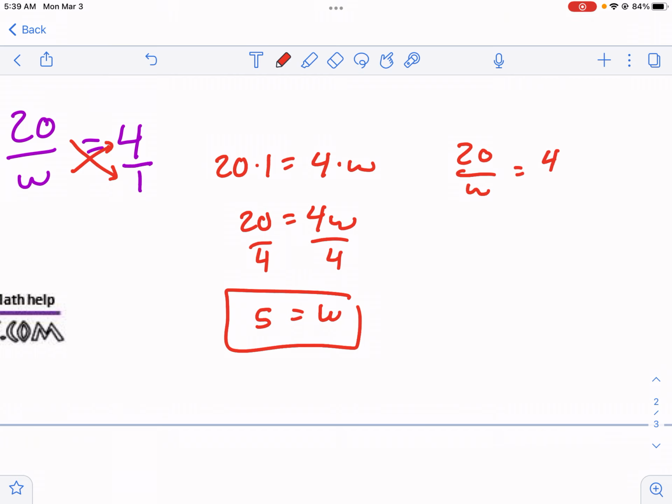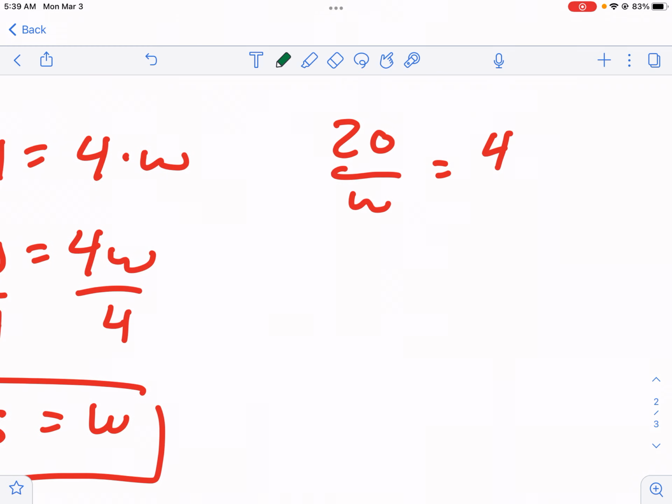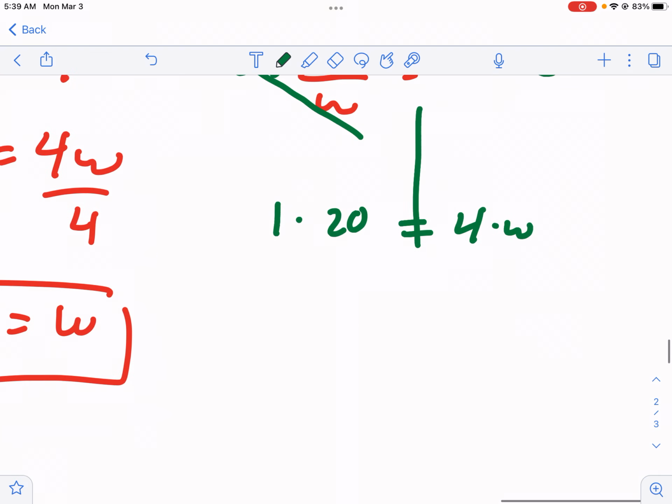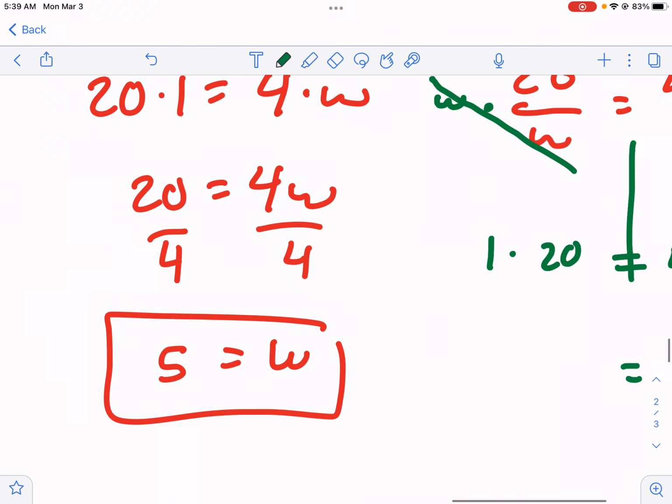20 over w equals 4. Okay, so what I can do instead is I can say, okay, I have divide by w, and I don't want it there. So I can do the inverse of that to cancel the w's on that side. But again, if you times w on one side, you have to times it on the other side. So I can cross those out. W divided by w is just 1. 1 times 20 is just 20. So I have 20 equals 4 times w. That's exactly what I had earlier.